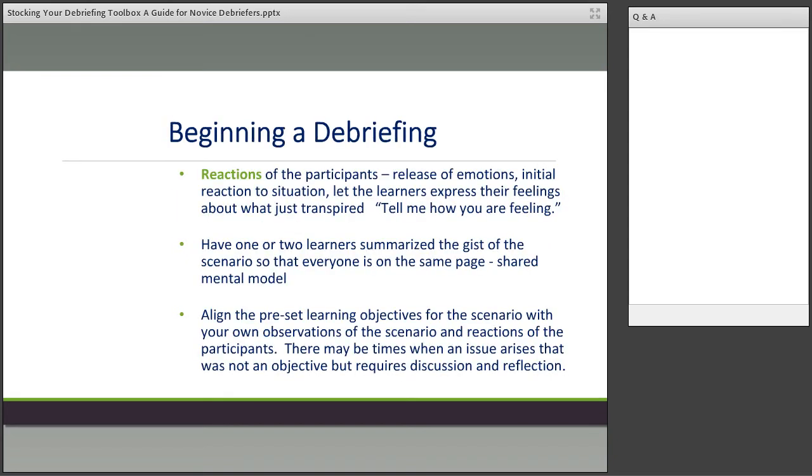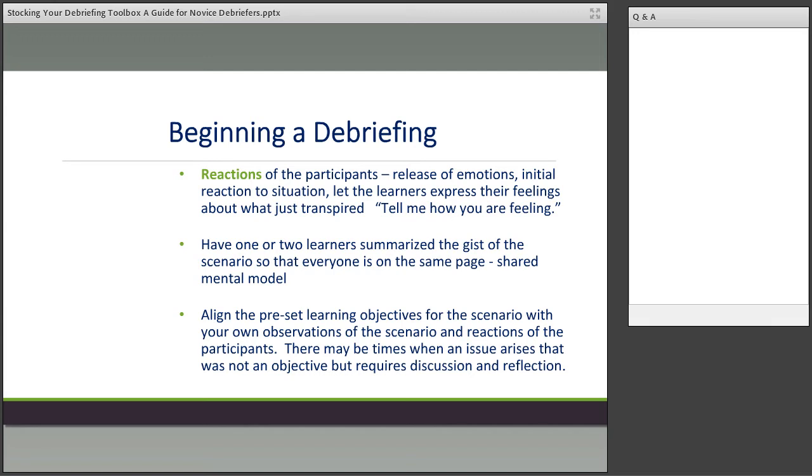So now, we've had our simulation experience. How do we begin? You've got everyone. Ideally, you're in a space that's in a separate place from where the scenario just happened. And I know that's not always possible, but ideally you're also in a room that's conducive to a group discussion. So not necessarily a small lecture room, but a meeting type space.